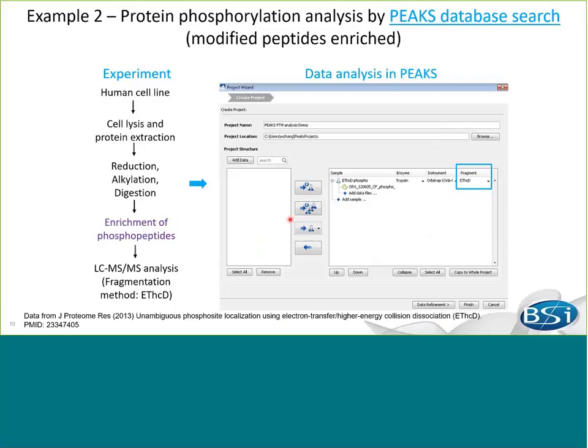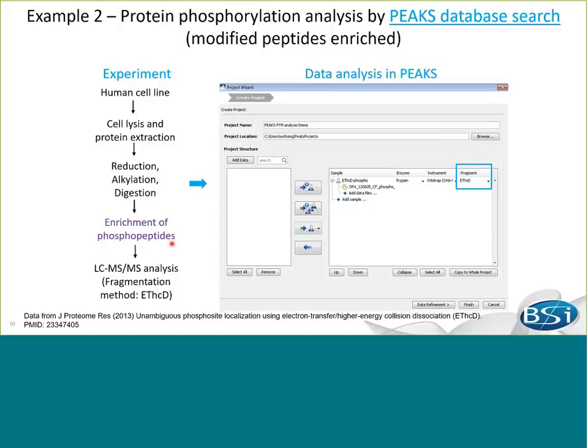The second case I'm going to show you is a bit more complex. Here I used a published dataset. Phosphopeptides were enriched by using titanium IMAC beads from a tryptic human cell line digest. Protein phosphorylation plays important roles in cell signaling systems and is a widely studied research area.